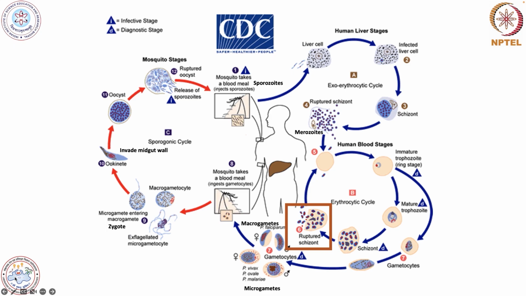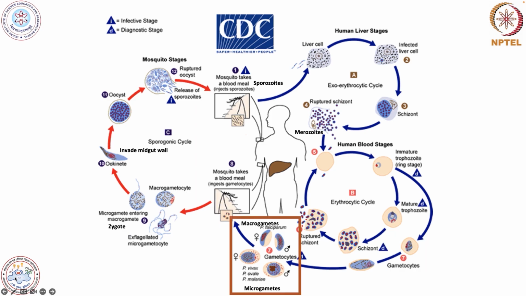So, some parasites differentiate into the sexual erythrocytic cycle, or gametes. Here you can see that this bifurcates into two kinds of cycle. One is asexual reproduction and another is sexual reproduction, where this will form the gametes, or gametocytes. So, blood stage parasites are responsible for the clinical manifestation of the disease.